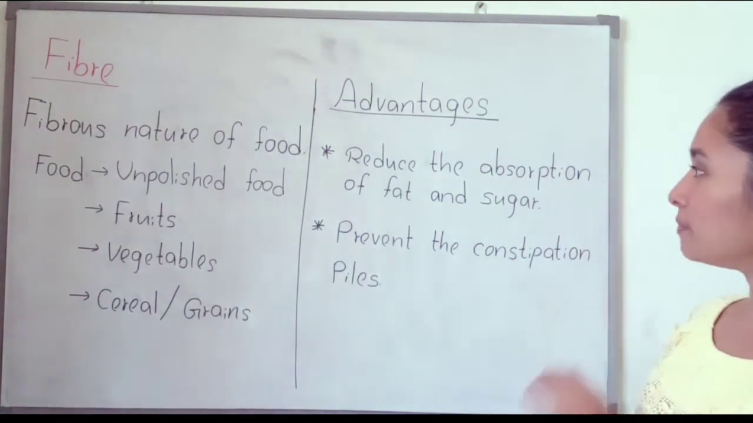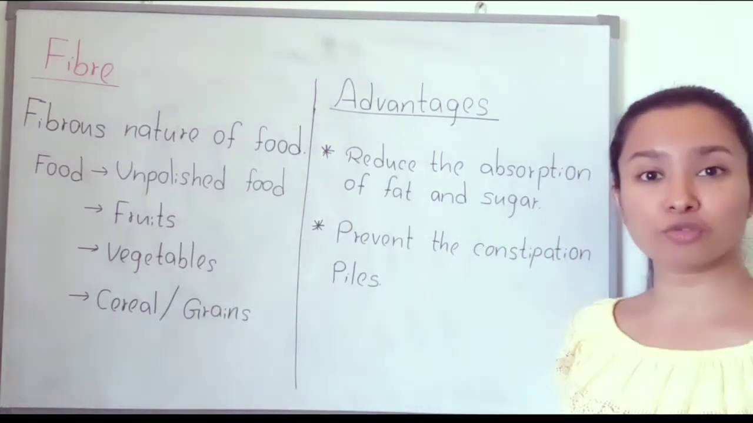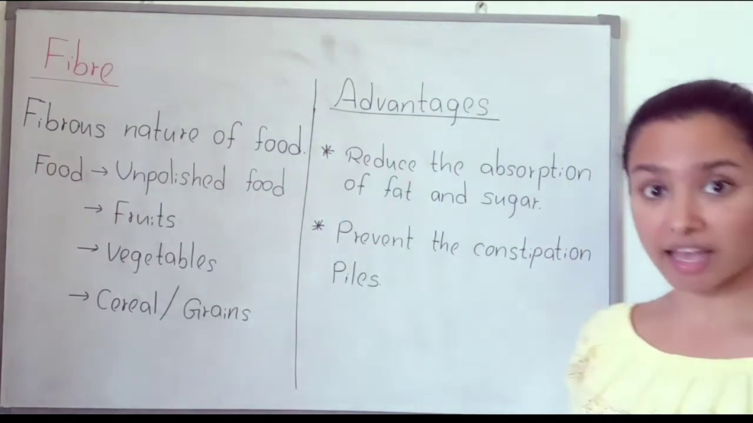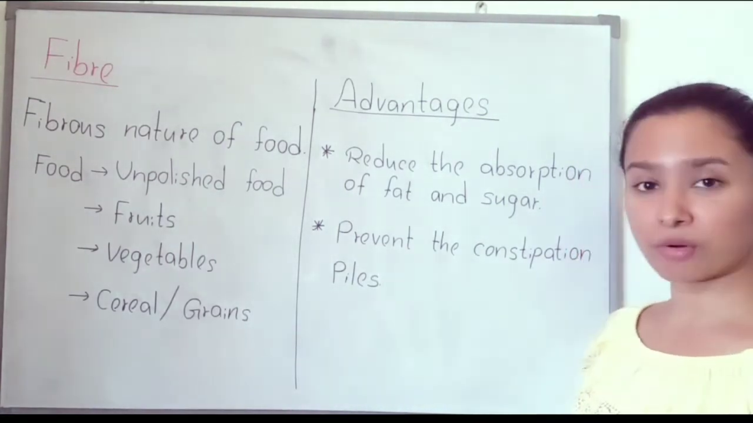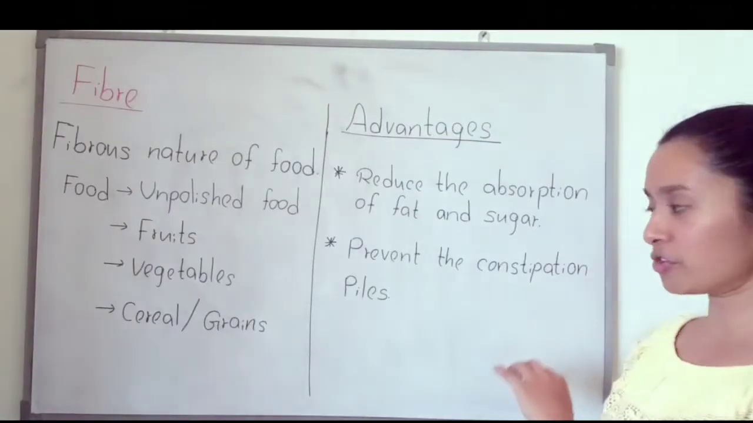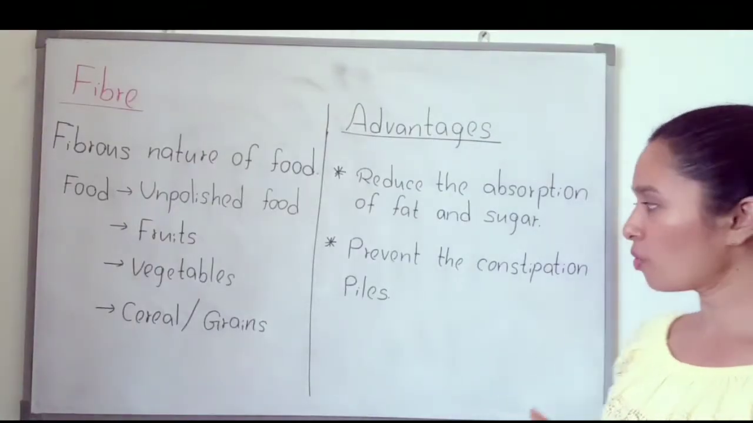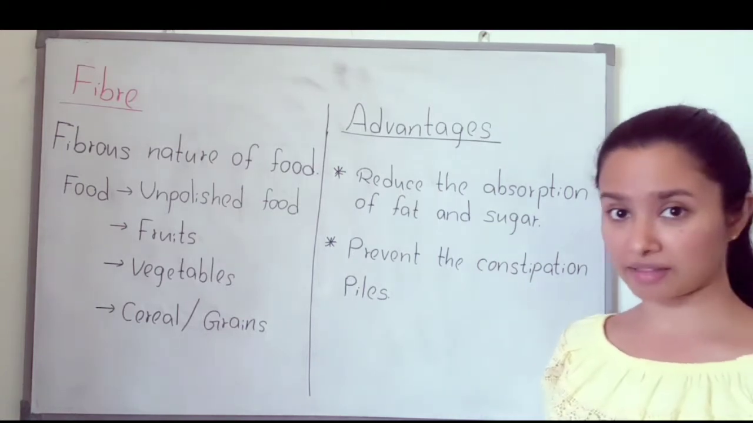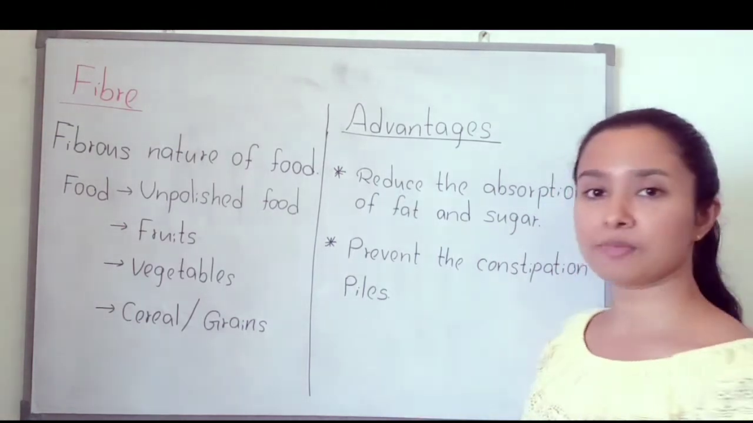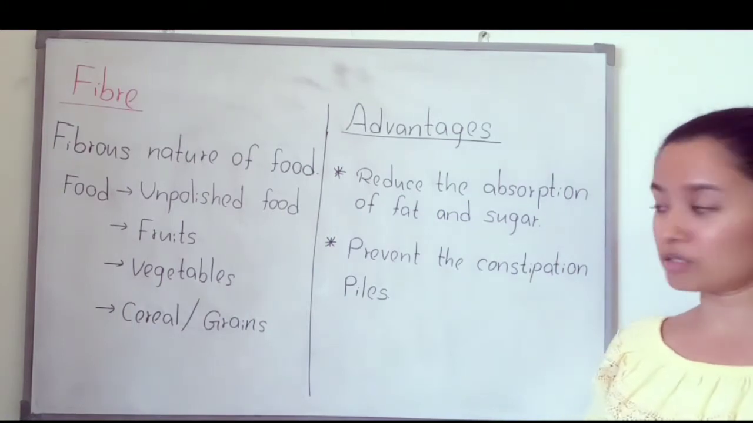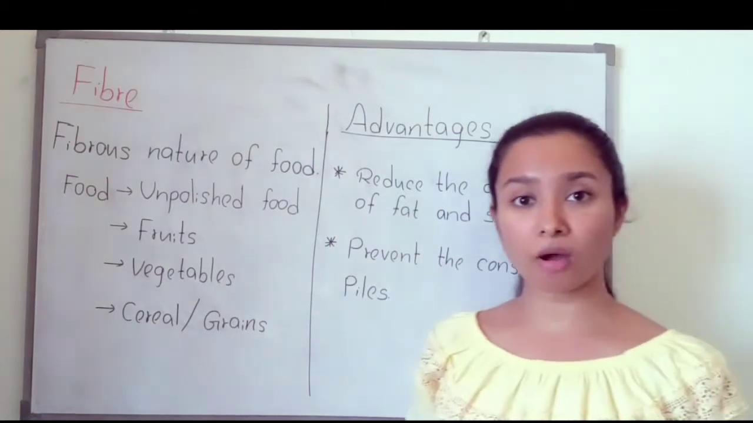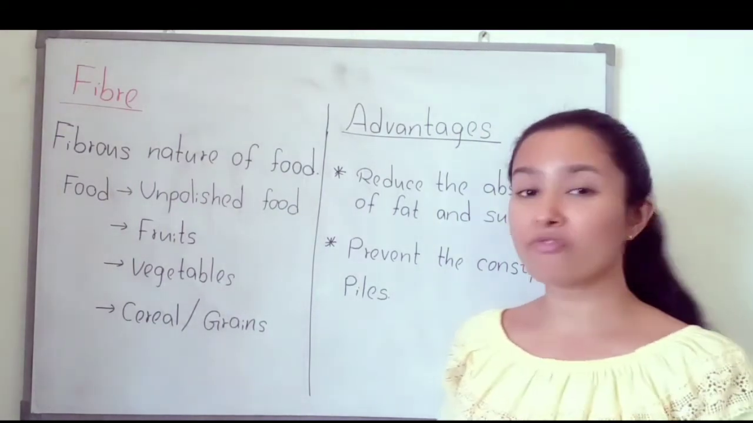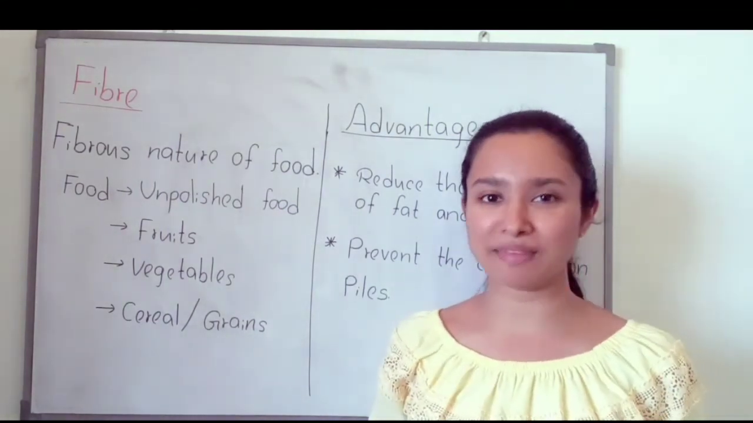So what are the advantages of taking this fibrous food? Reduce the absorption of fat and sugar. So it is an advantage. And also we can prevent constipation and piles. What is the meaning of constipation? Constipation means difficulty in passing stools. Then piles. Piles mean ulcers. So we can prevent these types of diseases by adding more fibrous food to your meal.